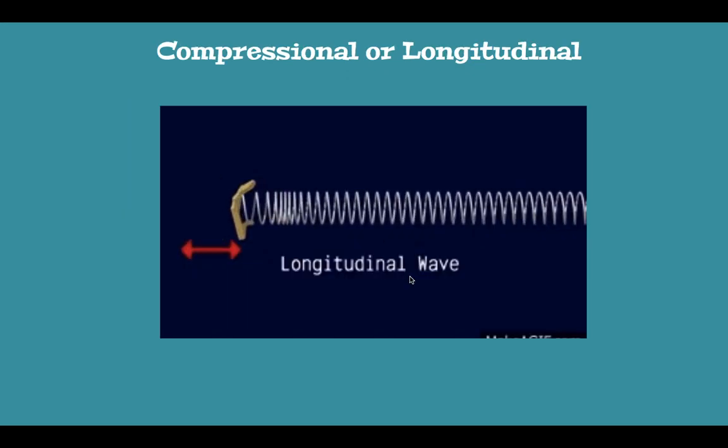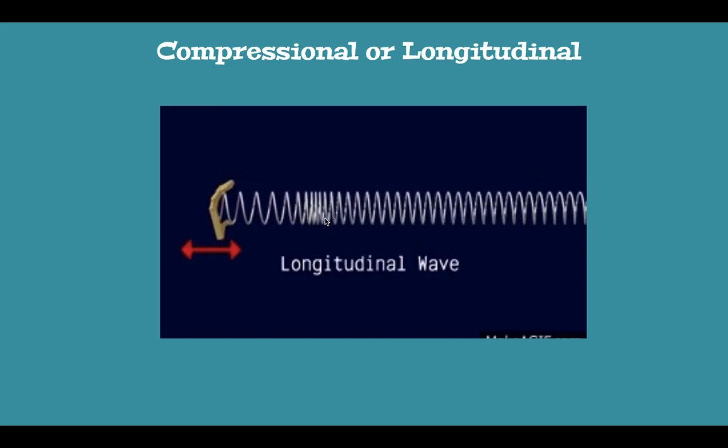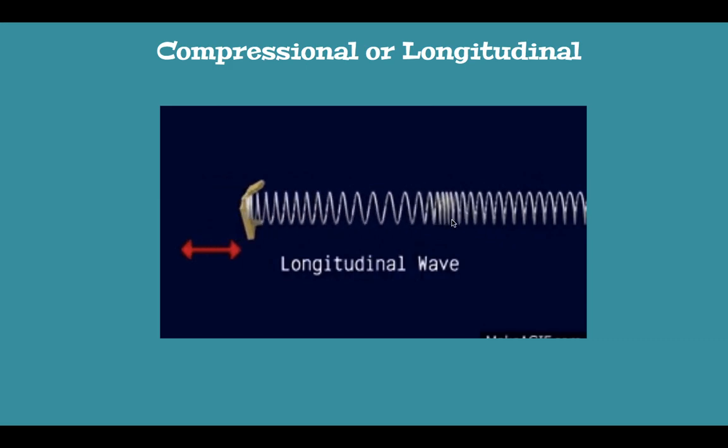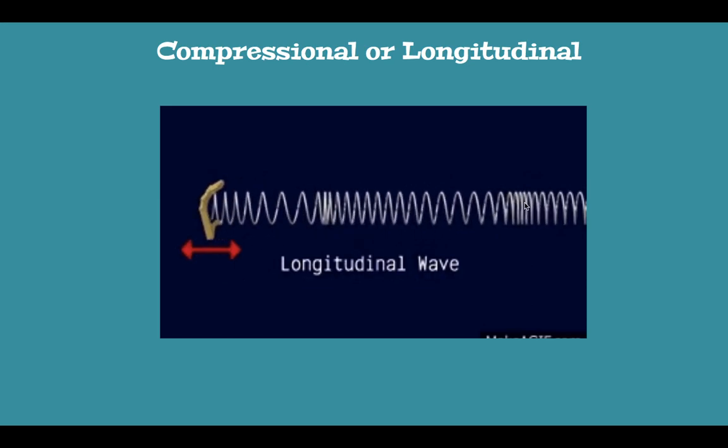This is a compressional wave, also known as a longitudinal wave. And this is the slinky. You can see here, that's a compression. Here's a compression. These are rarefactions. From a compression to another compression, that is a wavelength. Compression to another compression, that's a wavelength right there.